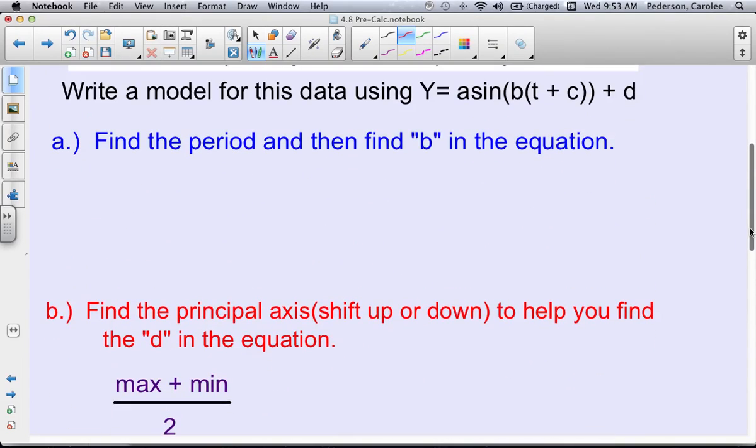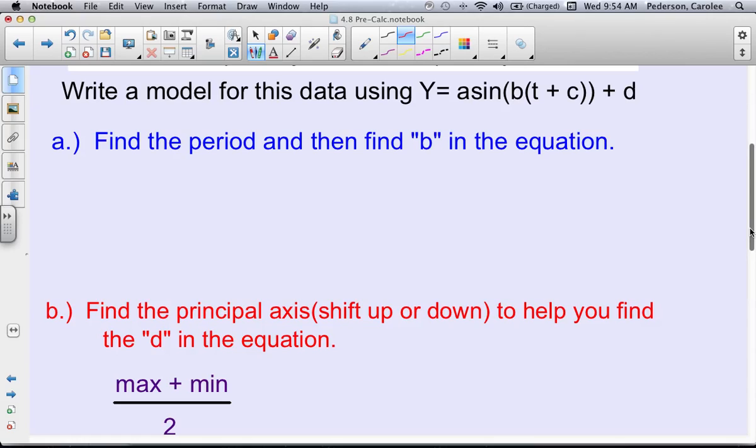So, here is our objective: to write a model for this data using y equals a sine of b times (t plus c) plus d. Remember, a is found with your amplitude, the b is found with the period, the c is the horizontal shift change, and d is your vertical shift change. So you can do them in any order. I'm just going to start with finding the period.